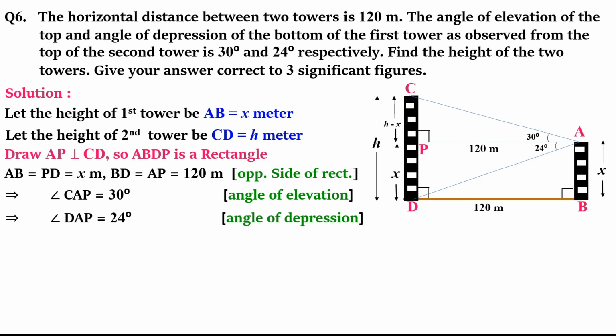I have to find the value of x and the value of h, and you have to give your answer correct to 3 significant figures. Keep this in mind, because 1 mark will be deducted if your answer is incorrect. So now we will convert the angle of depression into the angle of elevation. We learned this because AP and BD are parallel to each other. So by the alternate angle property, angle ADB is equal to angle DAP, which is 24 degrees. Let's mark it.